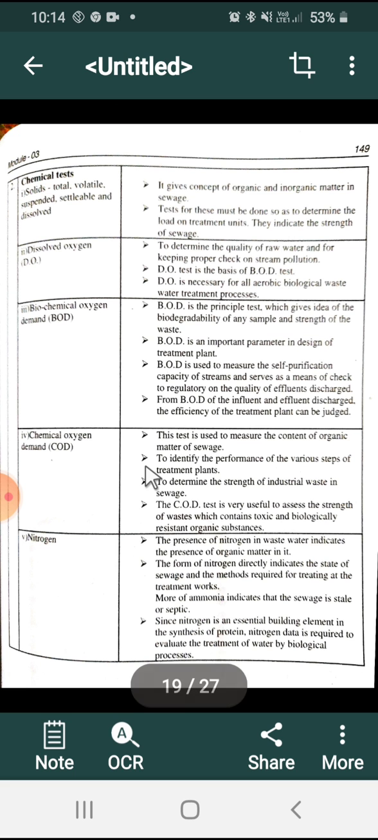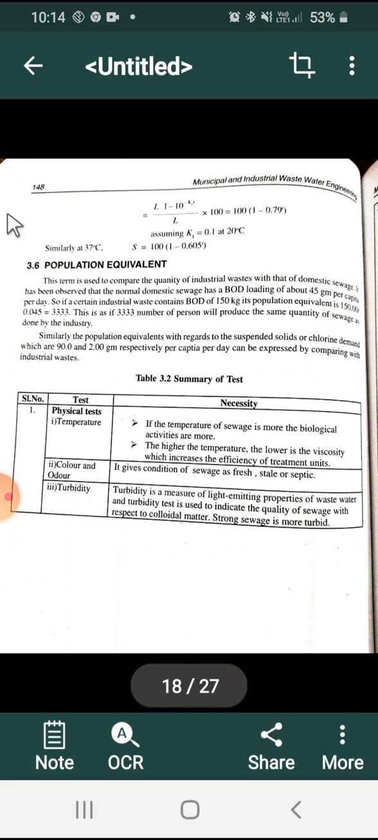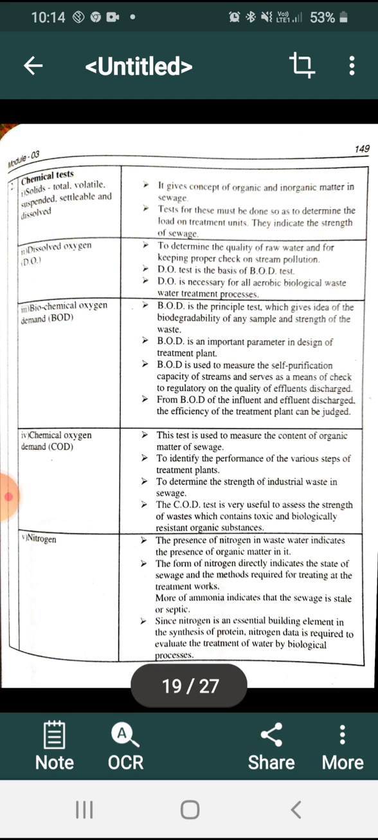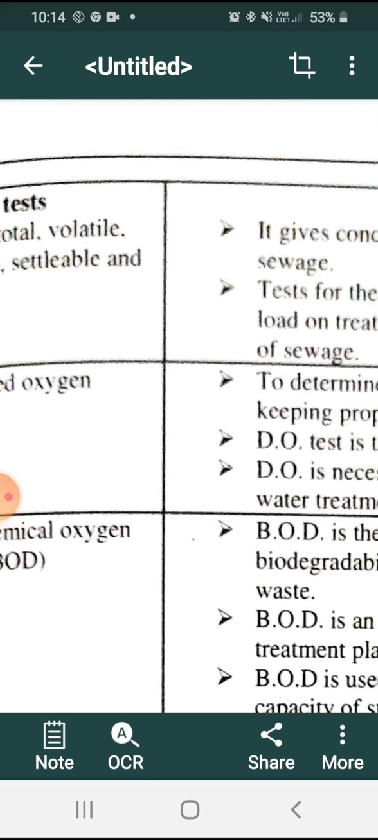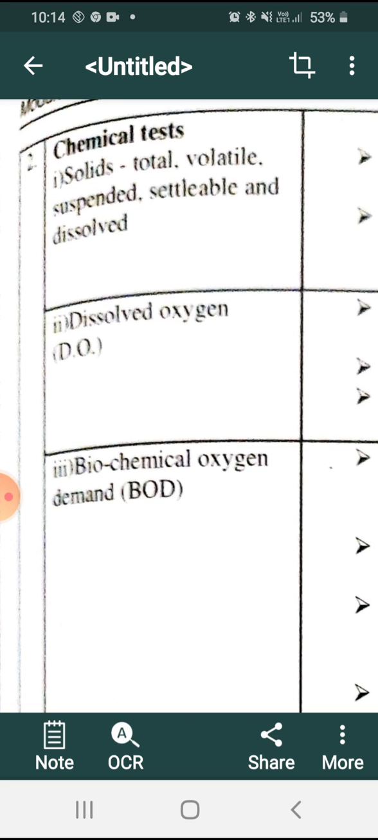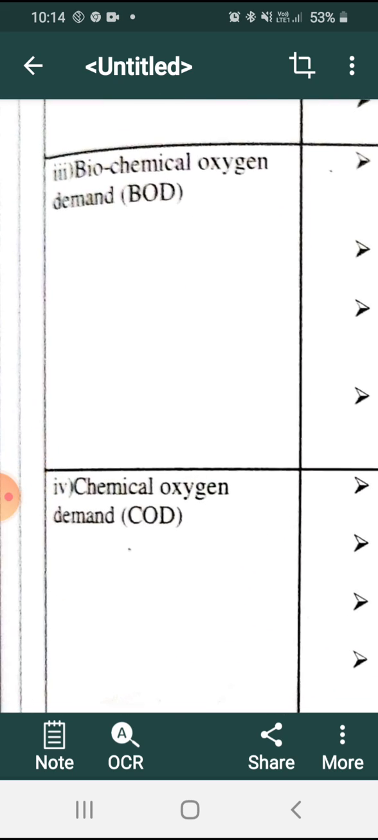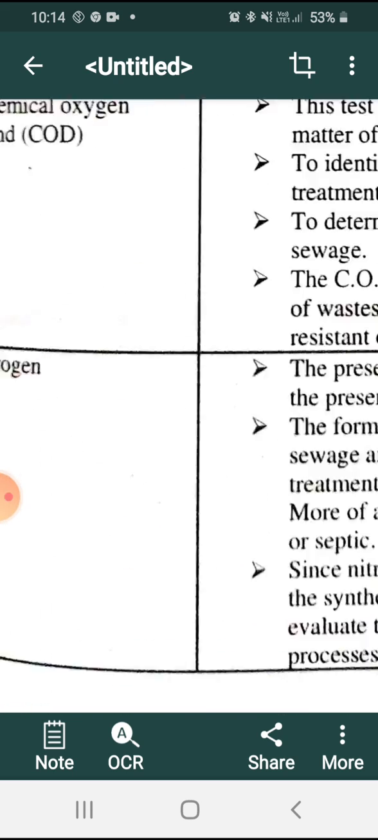Okay, they have asked about population equivalent many times. What is this theory, and a brief example about those things, they are asked in the examination. Then here we are going to analyze chemical tests. In chemical tests, solids can be determined, then dissolved oxygen can be determined, BOD can be determined, then COD can also be determined.